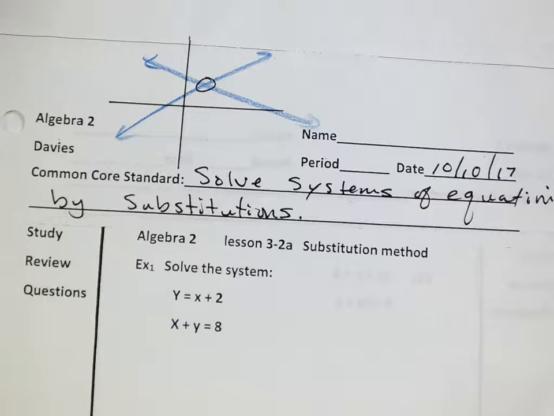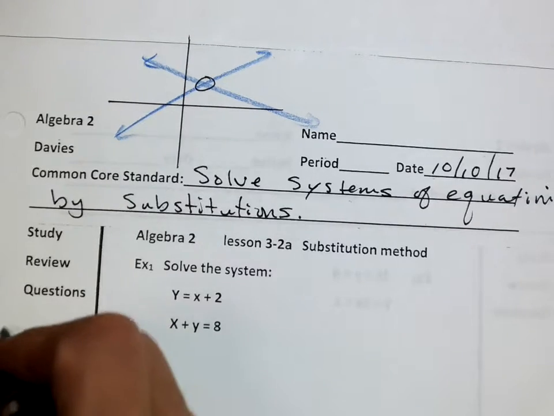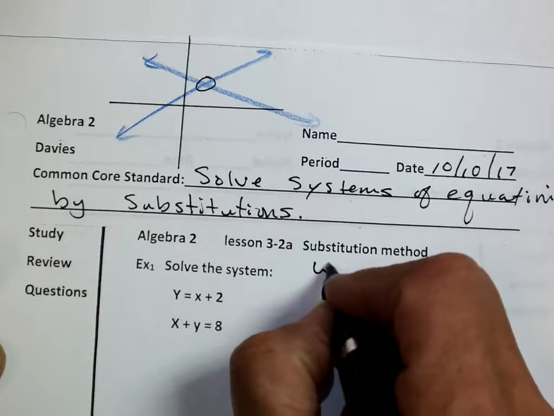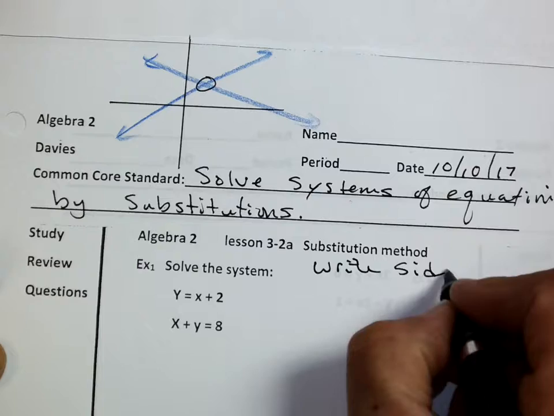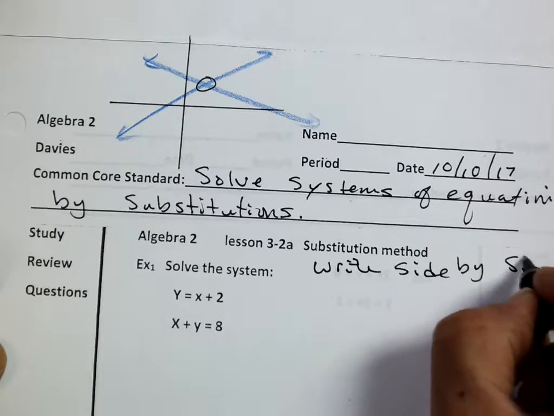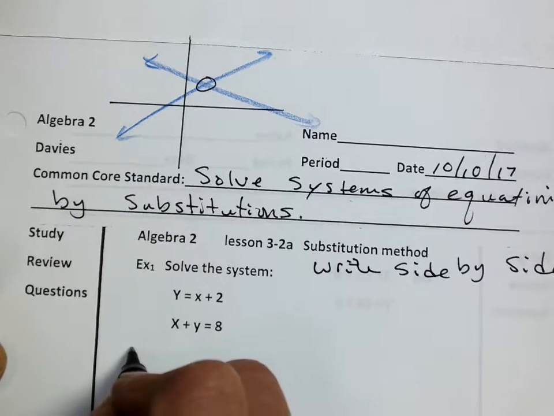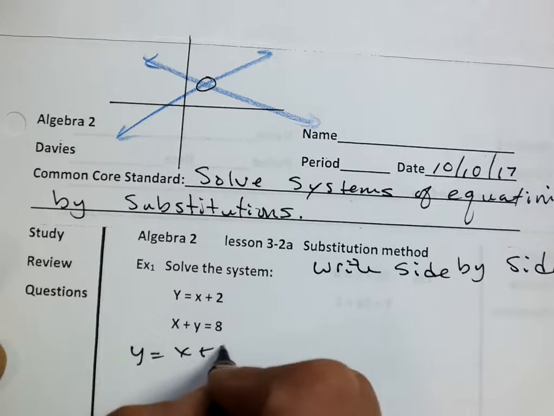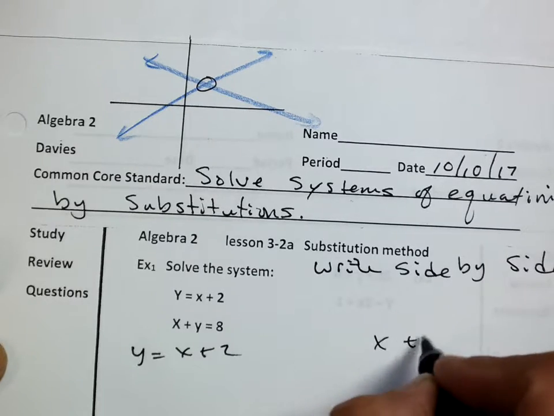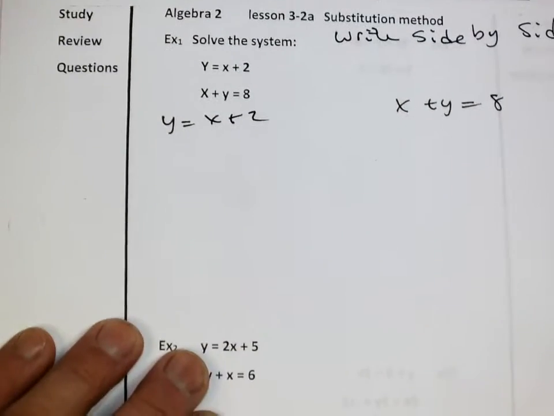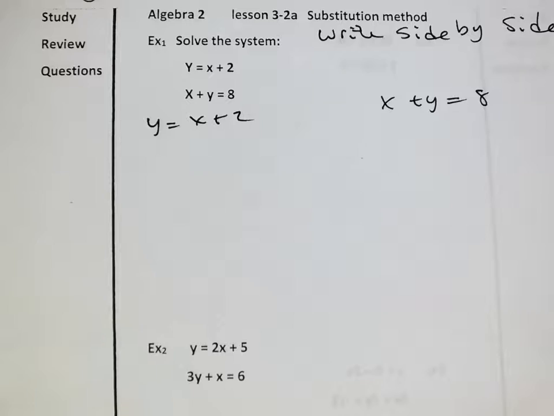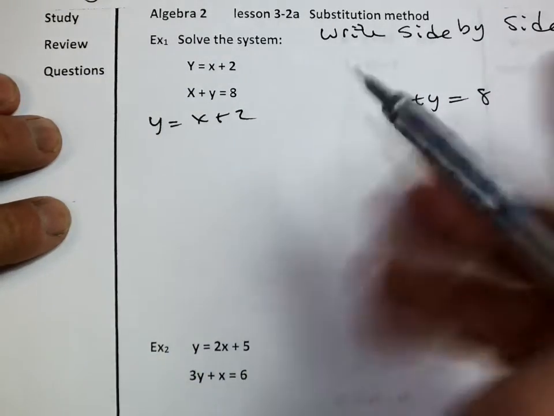When I do substitution, the first thing I do is write these side by side. So I'm going to write my y equals x plus 2 and my x plus y equals 8, side by side. For me, it's always a little bit easier because I want room to work. And then I like to put my little squiggly line in between.